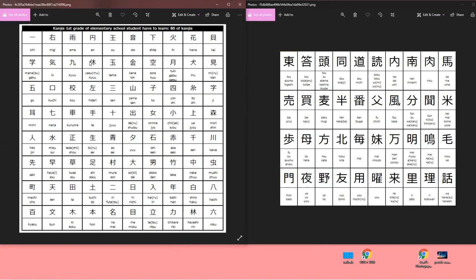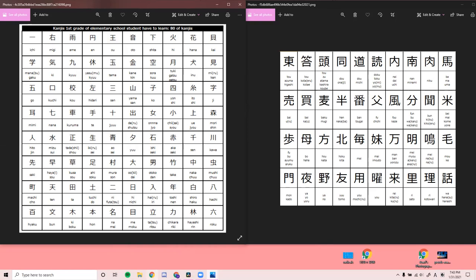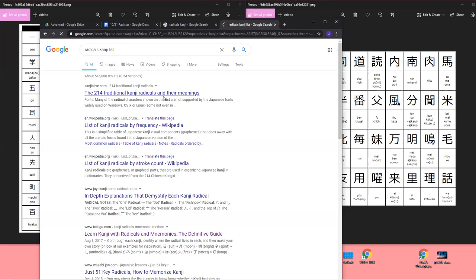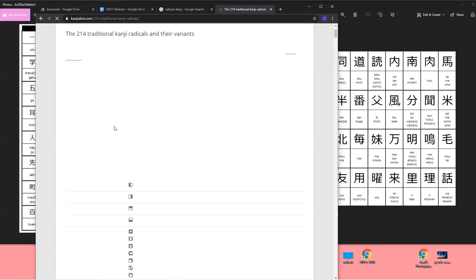There are a couple radicals that you should memorize. You can just search them up. There's a couple of them that you do have to memorize, or you should memorize. And there's a lot, so I'm not going to go over every single one of them, but when you have time, just search it up.